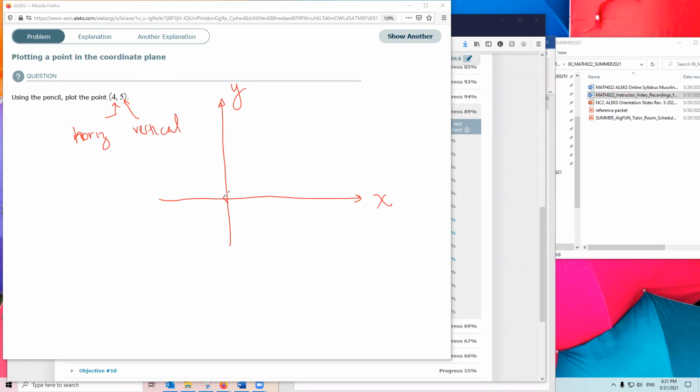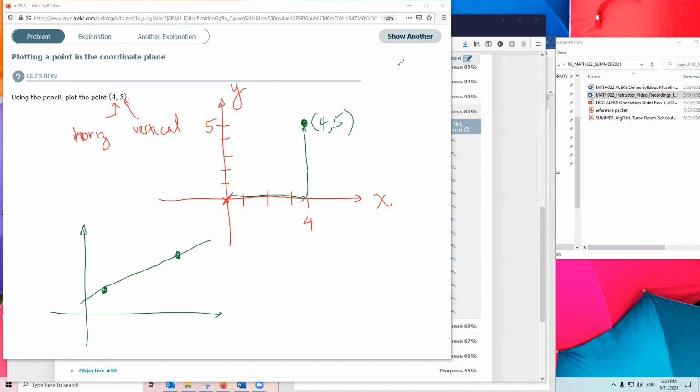So what this is asking me to do is start here at the origin, go horizontally 4, 1, 2, 3, 4, and then go vertically 5, 1, 2, 3, 4, 5. So I start at that X, go horizontally 4, then vertically 5, and place a dot at that location. So this green dot is the point 4, 5. We're going to be using this as we start graphing equations. In a little bit, we'll be graphing 2 points, say a point here and a point there, and then connecting these 2 points with a straight line. We'll get to that in a minute.